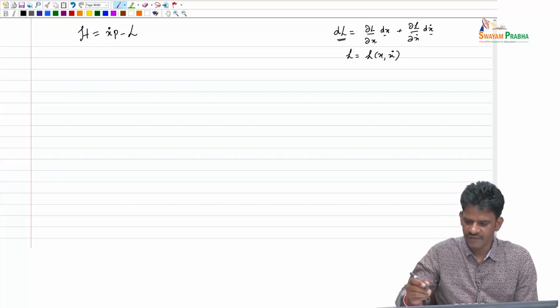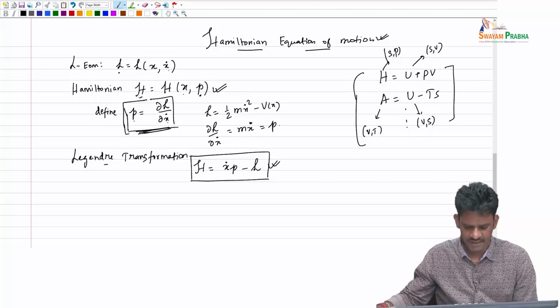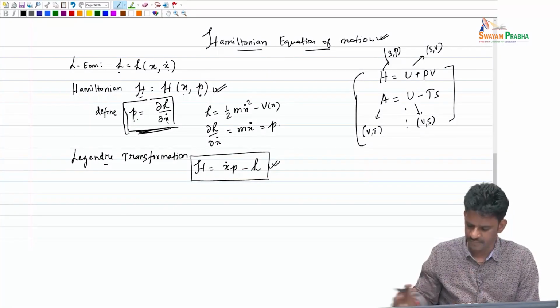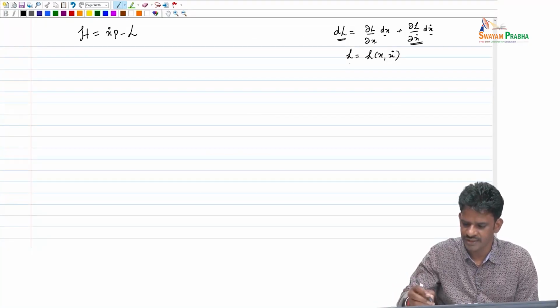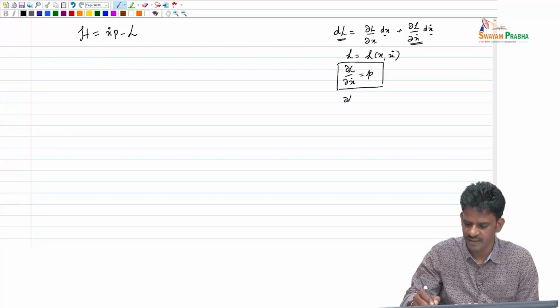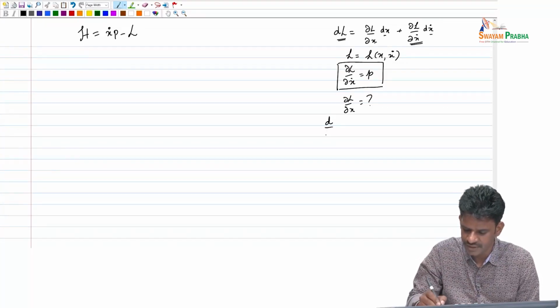So now we already wrote in the previous page that we have defined dou L by dou x dot as p. So we're going to use that here. So this dou L by dou x dot is already defined as the momentum. Okay, this we know, and we want to find what dou L by dou x is. So to find this out, we go to the Lagrangian equation of motion, which is this.